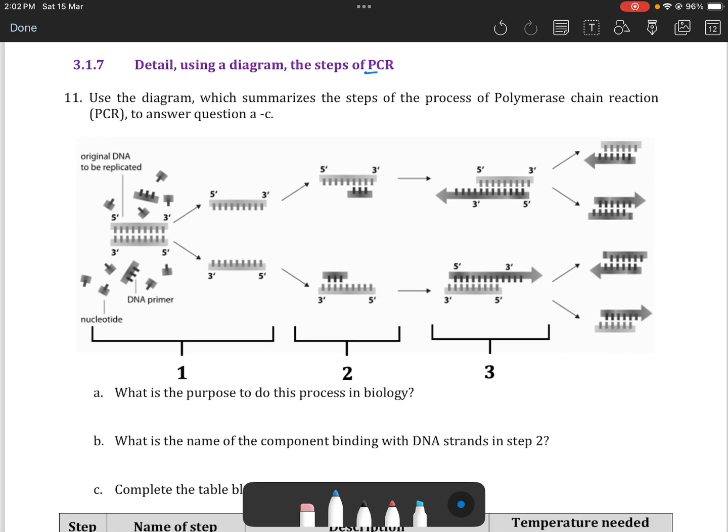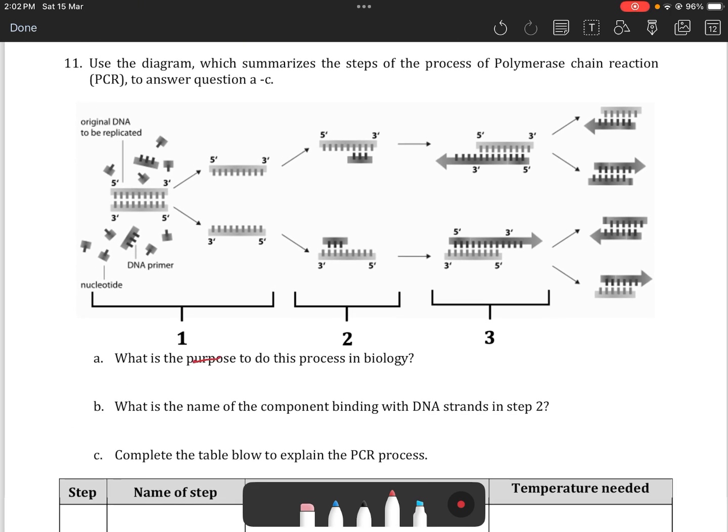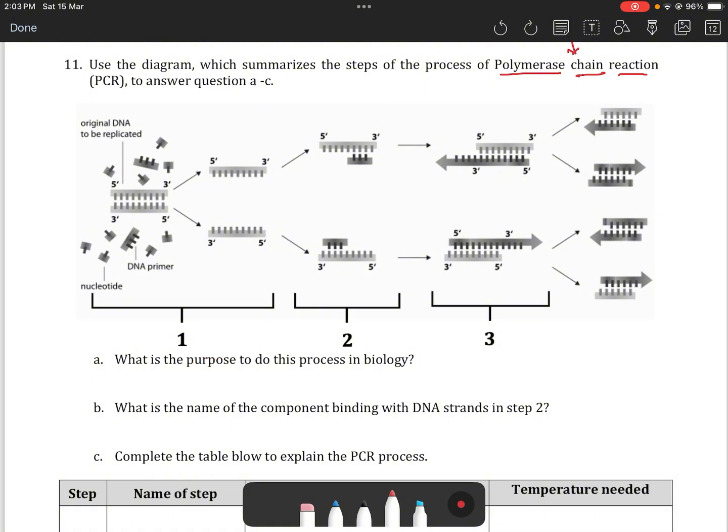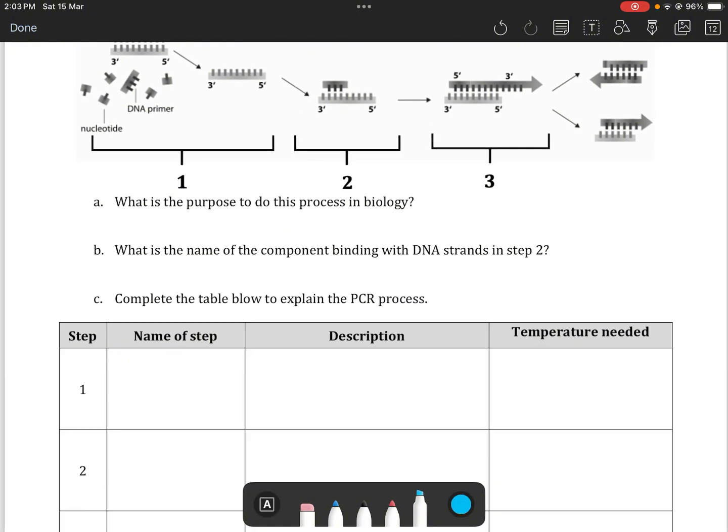Detail using the diagram of the PCR. PCR stands for polymerase chain reaction, which is written right down here. This is one of the processes that's very important to produce millions of copies of the DNA, and that's the purpose which we have to write here. Remember, they're asking you purpose, okay, to produce millions of copies of original DNA.